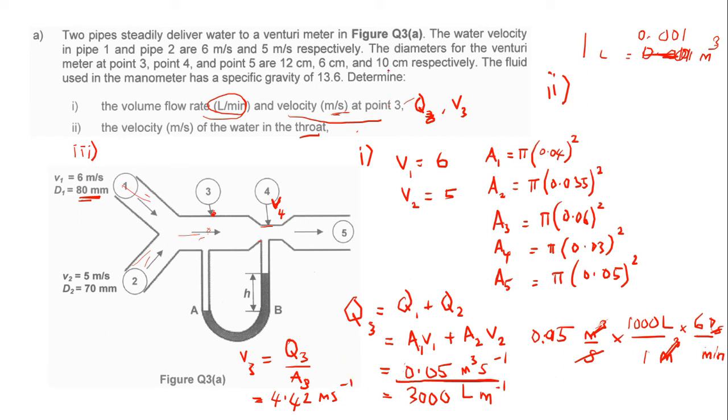Okay, so I hope everyone got the same answer. That's settled for number 1. And number 2, the velocity of the water in the throat. So here V4 dekat throat ni, maksudnya kat sini lah throat, yang kecil ni. How can we find it? Jadi nak V4 kan?